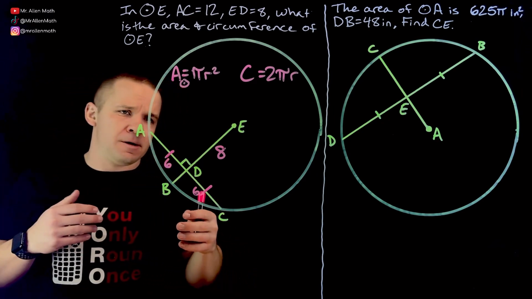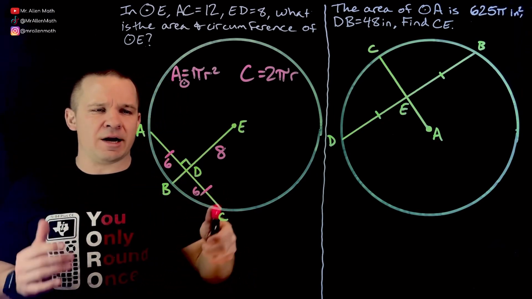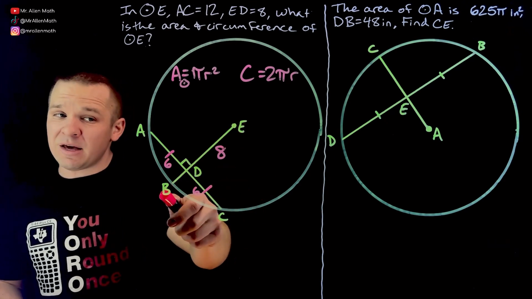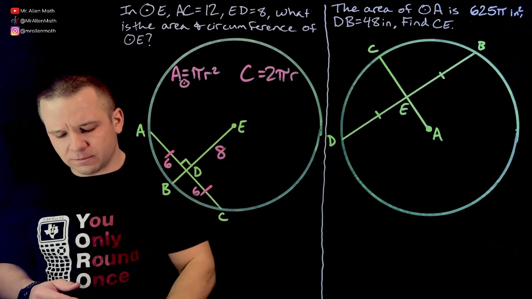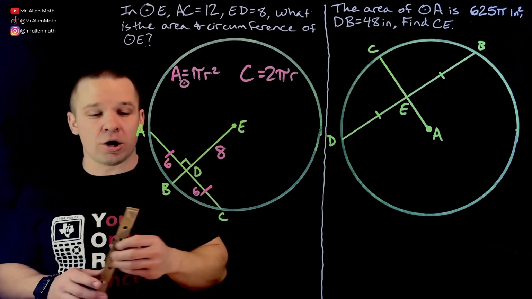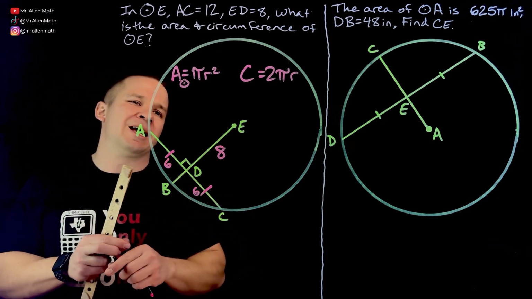Now, I don't have a radius, right? ED is not a radius. EB, that entire thing, is. How can I figure that out? Well, all radii in a circle are congruent. What if I were to draw in another radius?